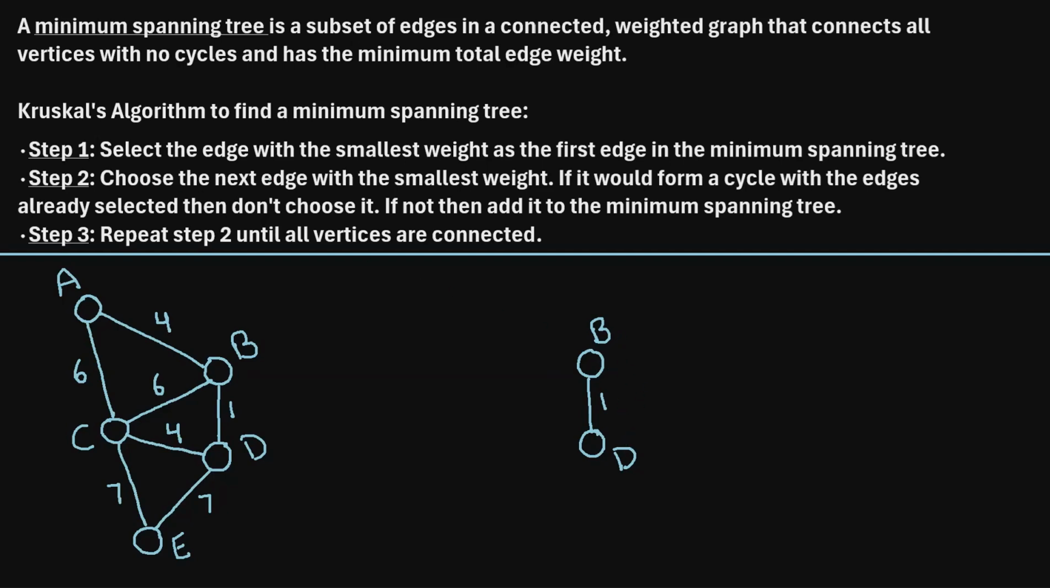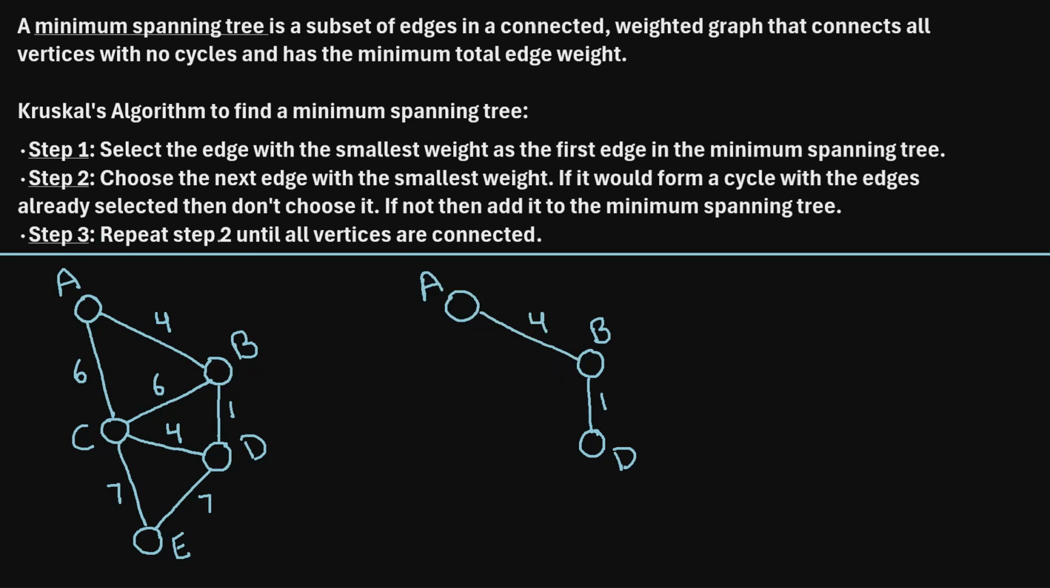Now, step 2 says choose the next edge with the smallest weight. So if we look at our graph here, we can see that the next edge with the smallest weight turns out to be two edges. This one right here and this one right here both have a weight of 4. So when you come across this scenario where there's two possible edges you can choose from, just choose either one, as long as it won't form a cycle with the existing edges. So we can see that neither of those would form a cycle with the existing edge. So let's go ahead and just pick this edge right here to add to the minimum spanning tree. So let's go ahead and draw that. Okay, so we've added this edge to our minimum spanning tree.